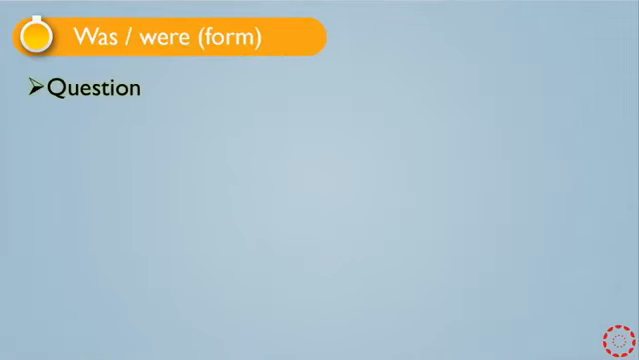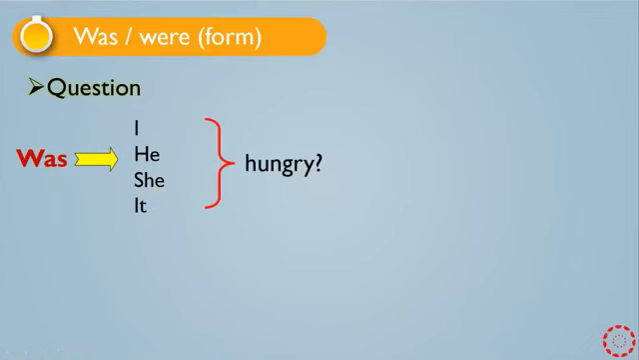We have another form which is question. We bring was to the front part of the sentence. Then we say the pronouns like I, he, she, it. Was, we take was to the front part of the sentence. Then we say the pronouns. Then the other part of the sentence, like hungry, any other word, then we should have a question mark like this at the end of the sentence.